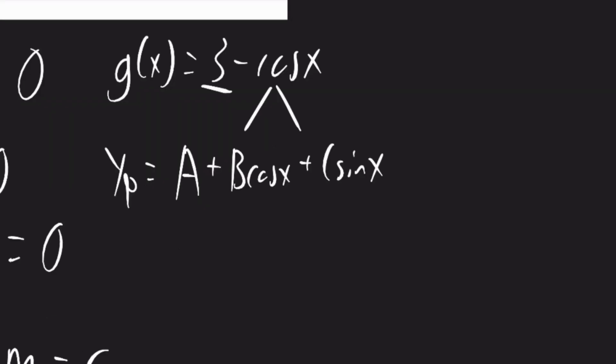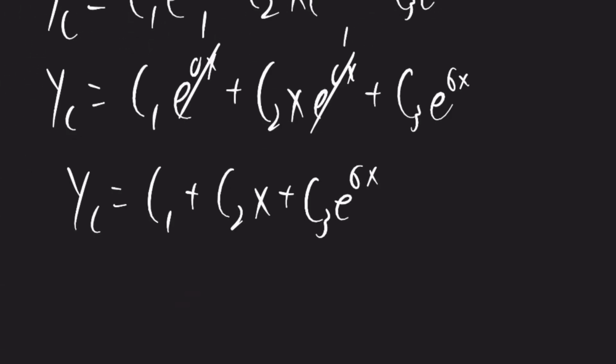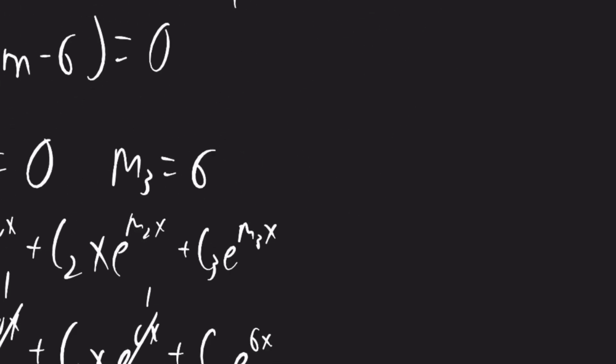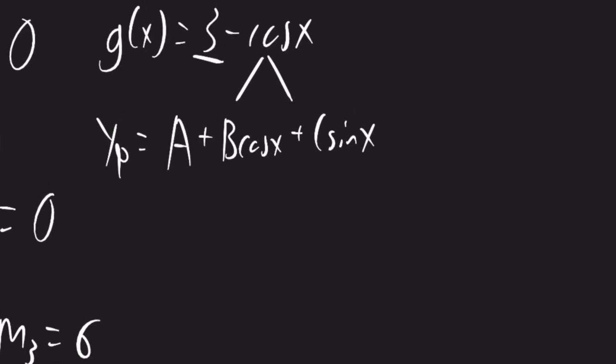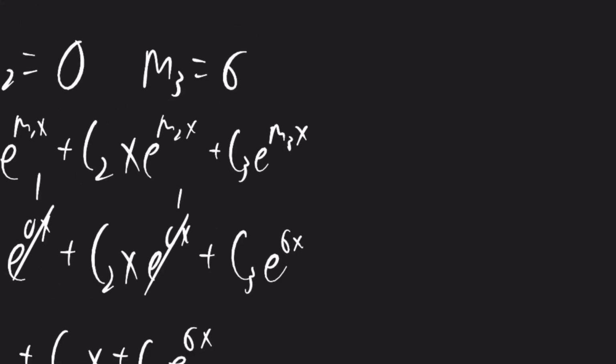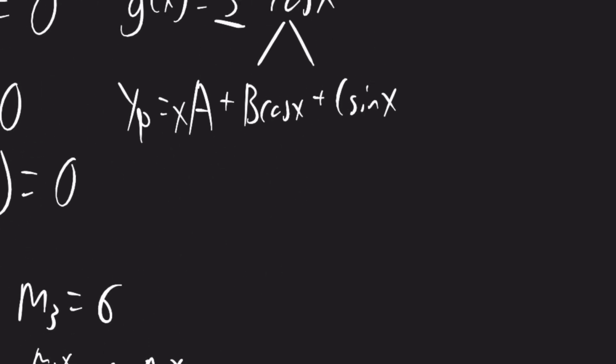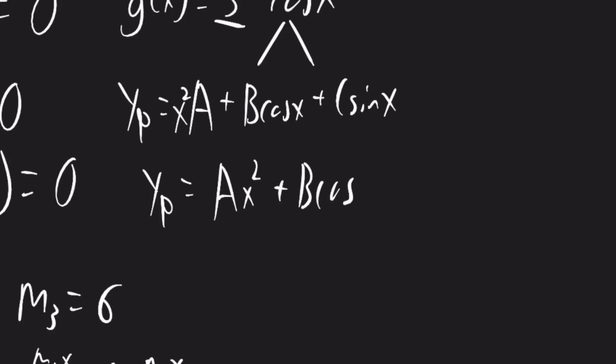Now if you notice, one of the terms in yp is just a constant, and one of the terms in yc is also just a constant. This is not allowed, so to fix this, all we have to do is multiply a with an additional x. However, we have x times some constant, also as one of our terms in yc. To fix this, all we have to do is multiply with another x. So we'll have x squared times a. So yp is going to be a x squared plus b times cosine x plus c times sine x.